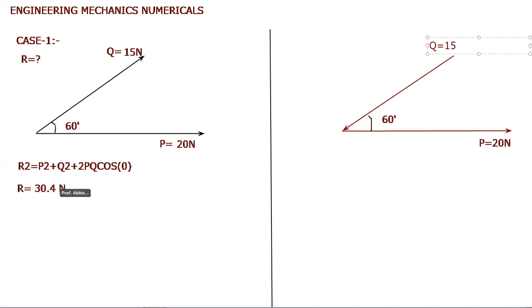Q will be equal to 15 Newton. Only the direction has been changed. You can see the direction. The 15 Newton force was a pull force in case 1, and in case 2, the 15 Newton force, that is Q, is a push force. Okay, so it is pushing the object, while the 20 Newton force is again the same, that is a pull force.